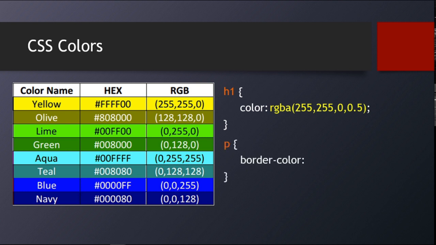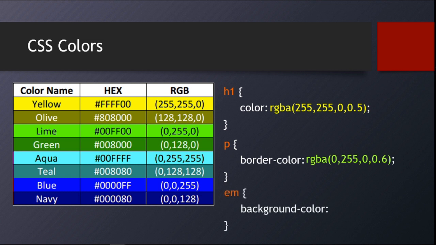Putting a border color on a paragraph, again, we can use a color value by its color name, hex value, RGB value, and with an adjusted opacity of 60%. Last example is for changing the background color of an emphasized HTML element. We can use a color name, hex value, RGB value, and RGBA for adjusted opacity, this time at 70%.